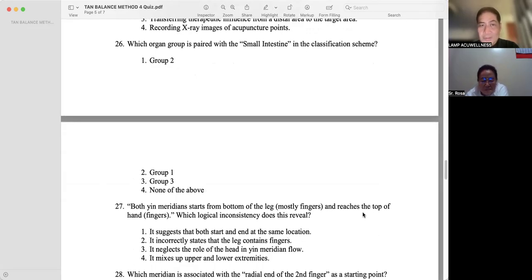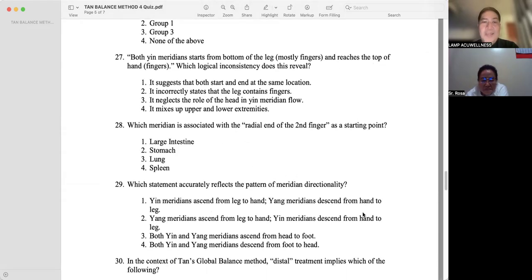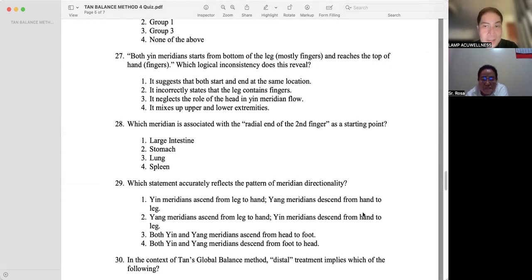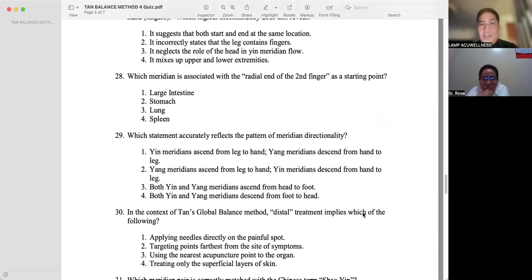Group 2. Yin meridians start from the bottom of the leg, mostly fingers, and reach the top of the hand, the fingers. Which logical inconsistency does this reveal? Of course, the statement incorrectly says that the leg contains fingers. Which meridian is associated with the radial end of the second finger as a starting point? Second finger.